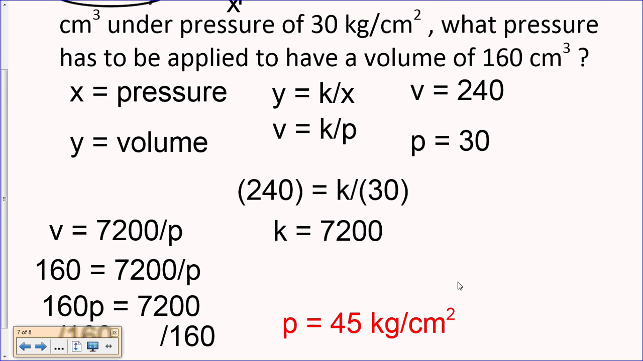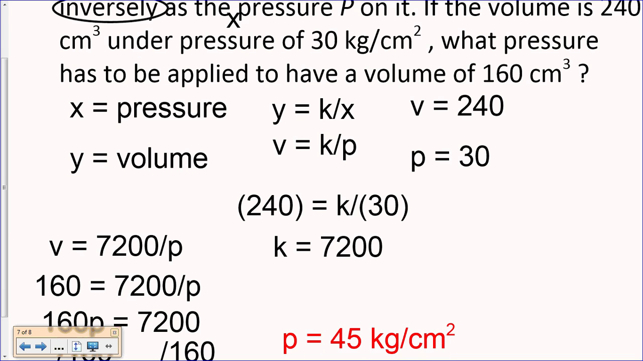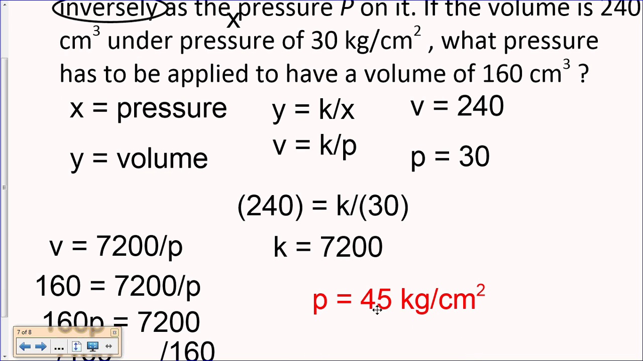Which makes sense if you think about it, because when you're applying pressure on a volume, you're actually compacting it more and more. So if we have a smaller volume than 240, it means we had to apply more pressure to it. Okay? So that's why the pressure was 45 kilograms per centimeter squared.